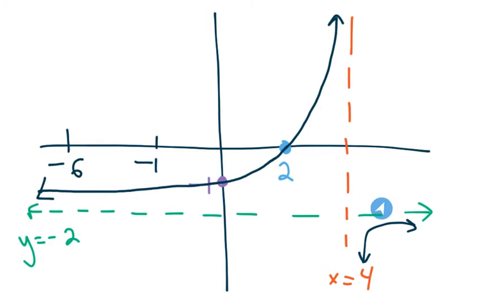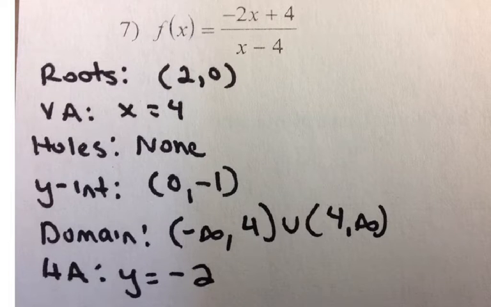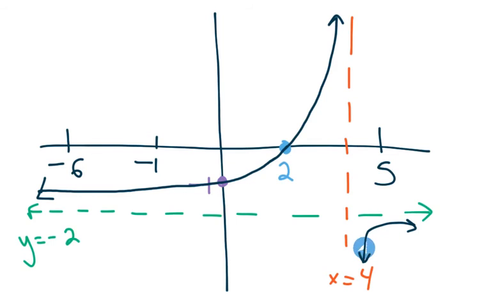Okay, same over here. If you couldn't figure out whether your graph was supposed to be positive or negative, pick a value that's bigger than 4. What's a value bigger than 4? 5. All right, so I bet you anything, if I plugged in 5, I would get a negative number. Well, let's do that. 5 minus 4 is? All right. And negative 2 times 5 is? Negative 10 plus 4 is? And negative 6 divided by 1? Oh, look at that. It's a negative number. That's why the graph is negative.